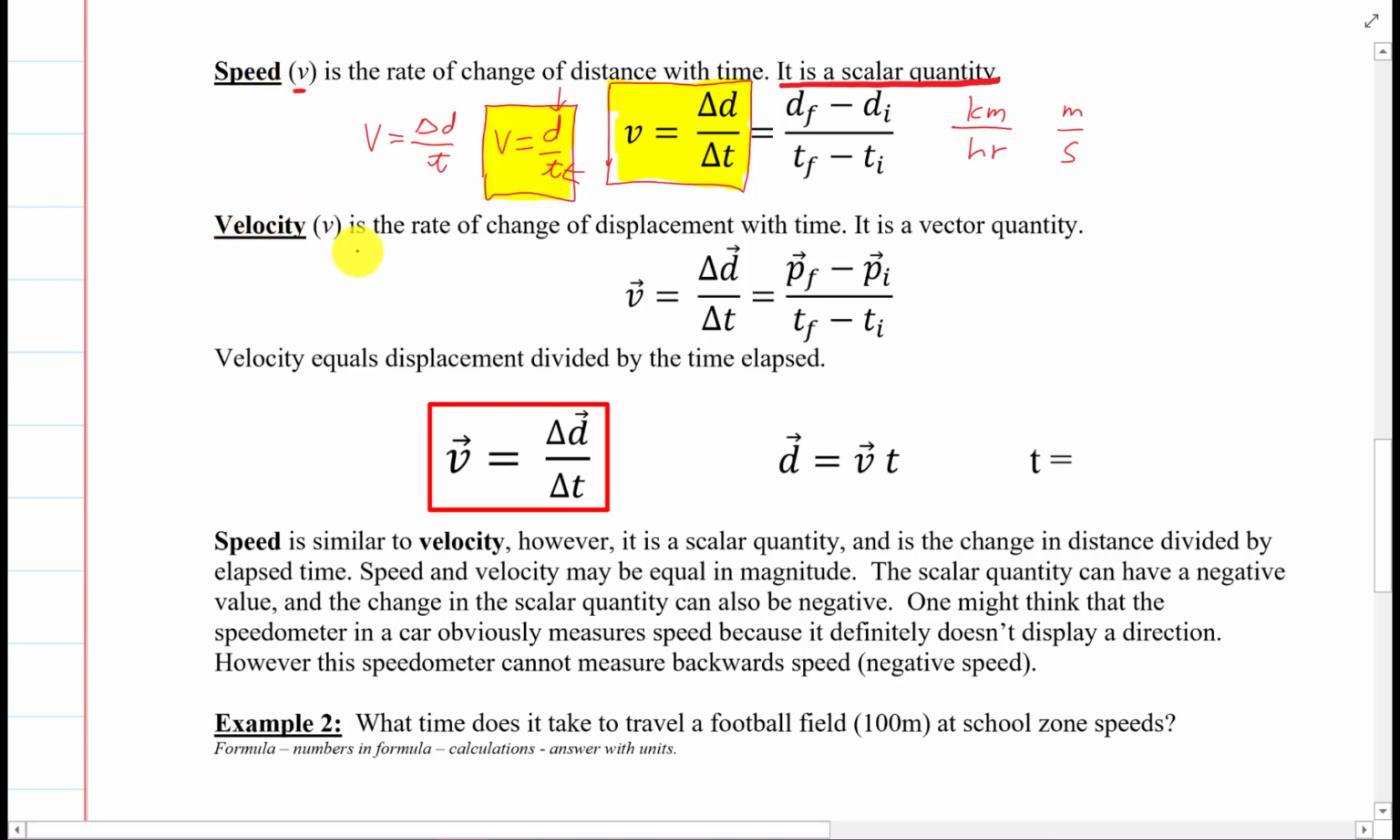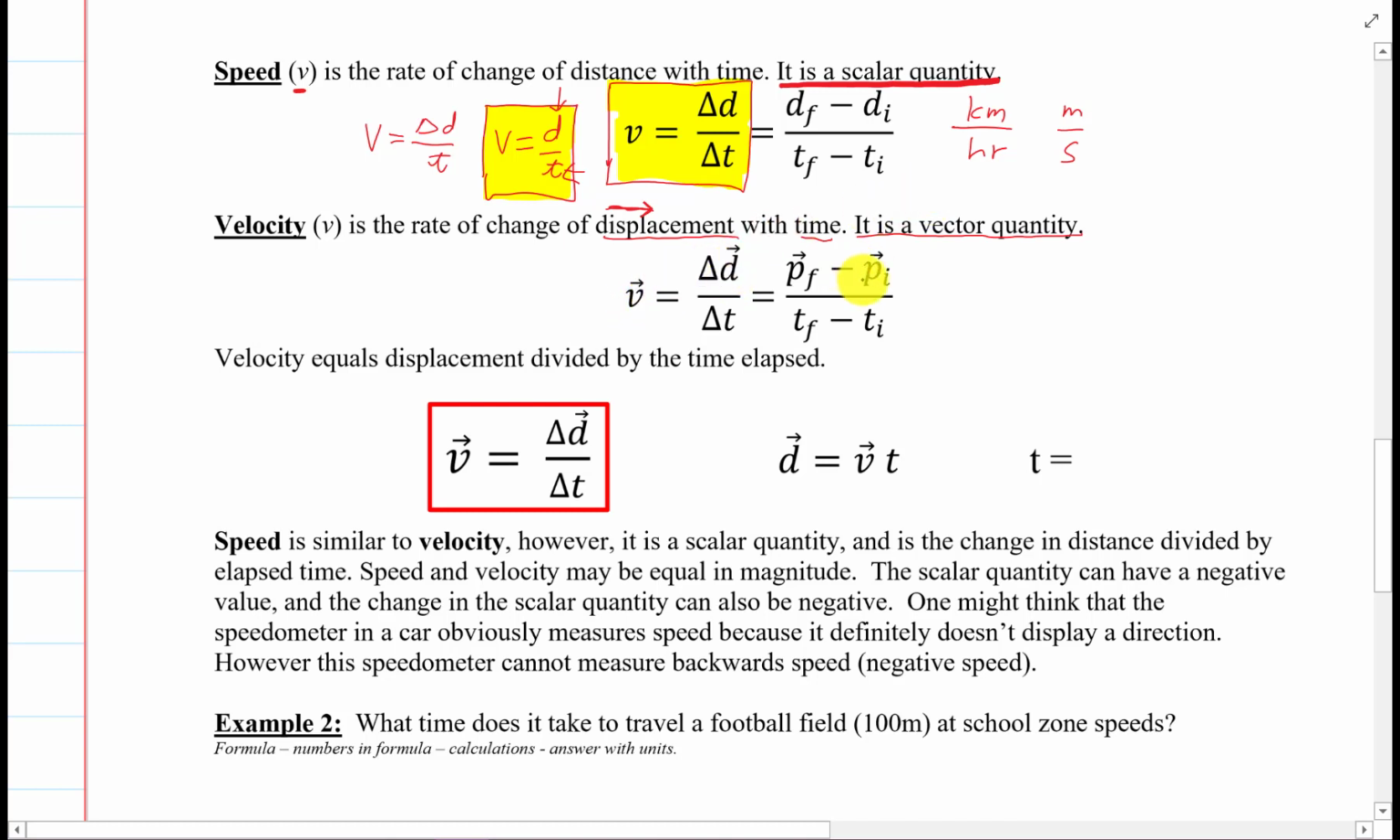Velocity is the rate of change of displacement with respect to time. And displacement is a vector quantity. I'll just draw a little arrow over that to represent that it's a vector. So it turns out that if we put into the same formula the d to be a vector, we get a vector out. If you put a scalar in, you get a scalar out. If you put a vector in, you get a vector out.